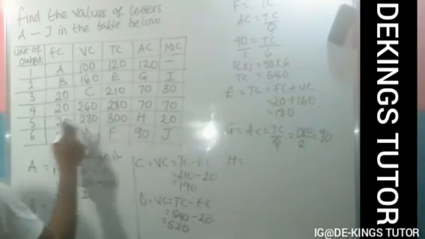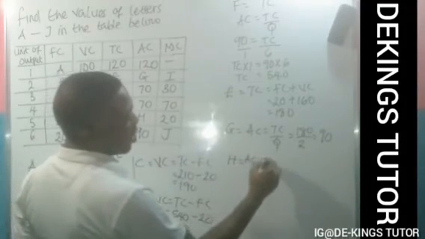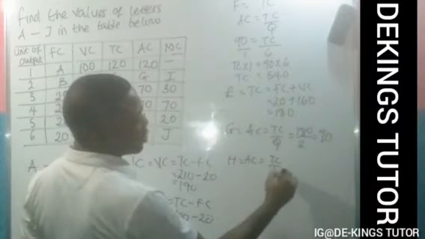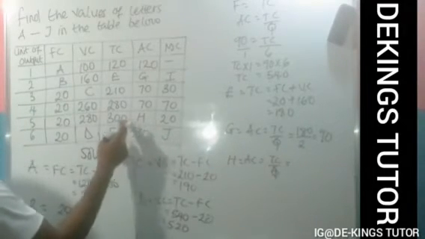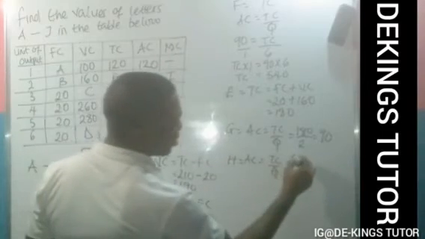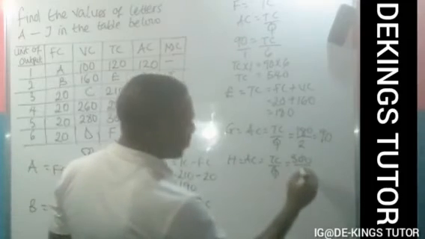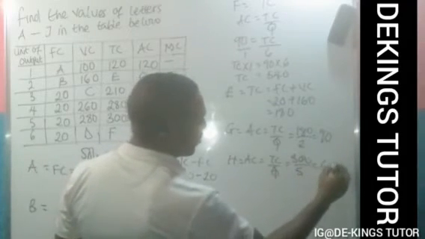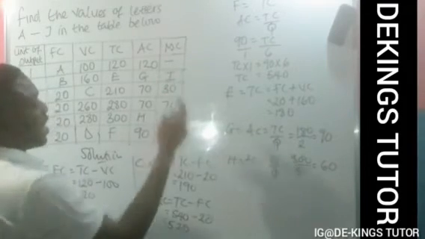So move towards H. H falls under average cost still. So average cost is total cost over quantity. What's our total cost for H? Total cost is 300, divided by our quantity, which is 5. So 300 divided by 5 gives us 60. That's for H. And the next one is I.